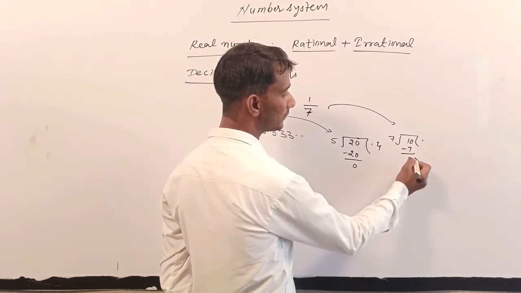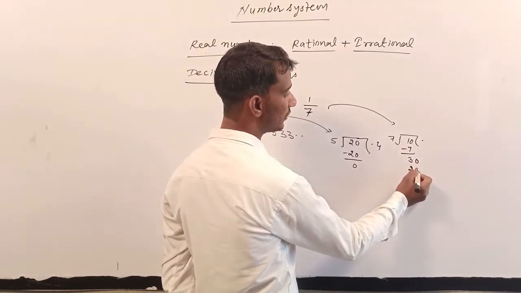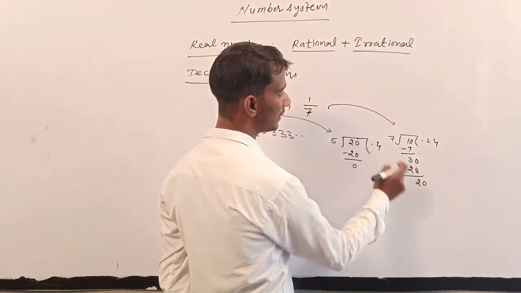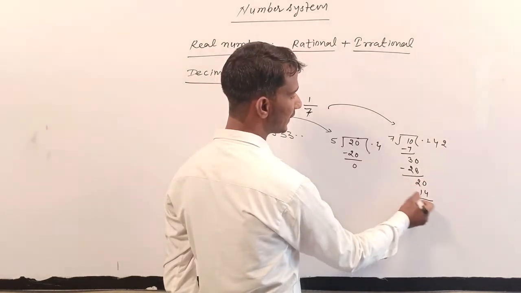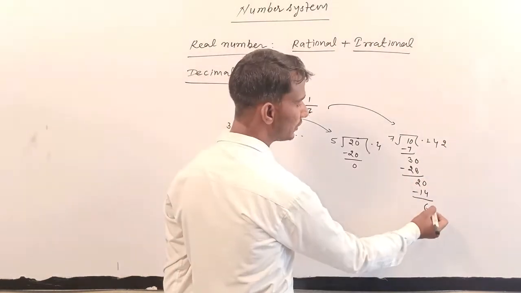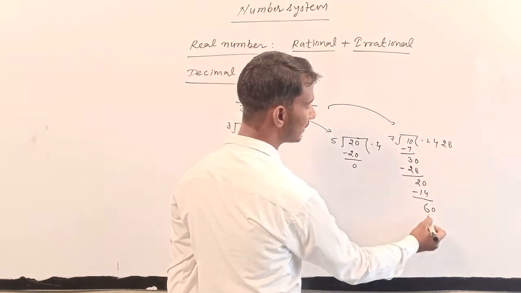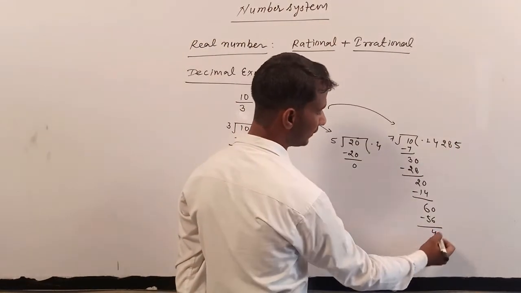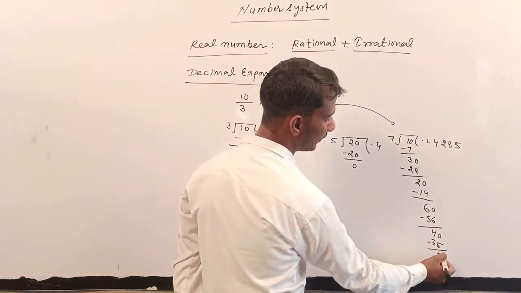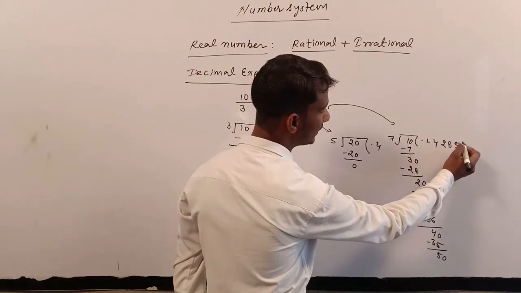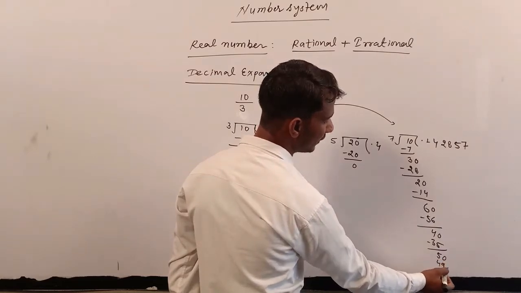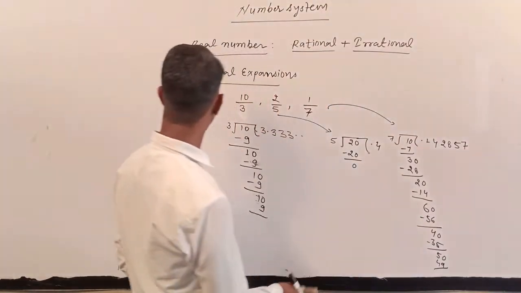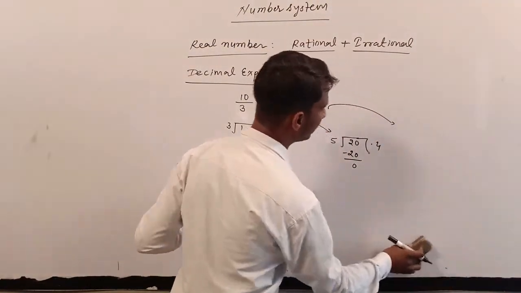Now start dividing. Bring down 0. 7 fours are 28, remainder 2, bring down 0, 7 twos are 14, remainder 6, bring down 0, 7 eights are 56, remainder 4, 7 fives are 35, remainder 5, and 50, 7 sevens are 49. In this way you can represent it. I am representing this division form here.